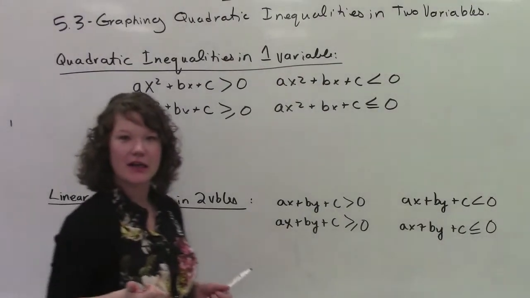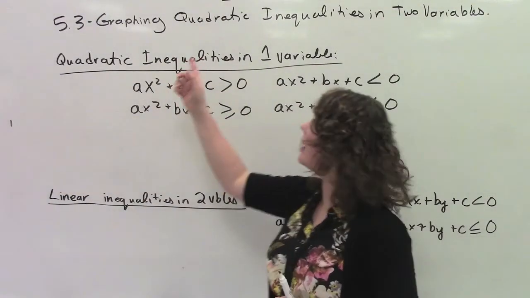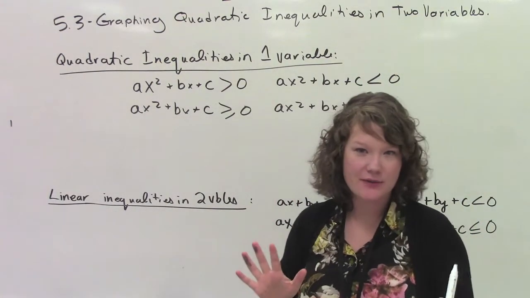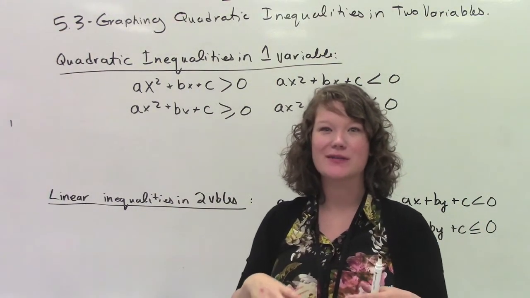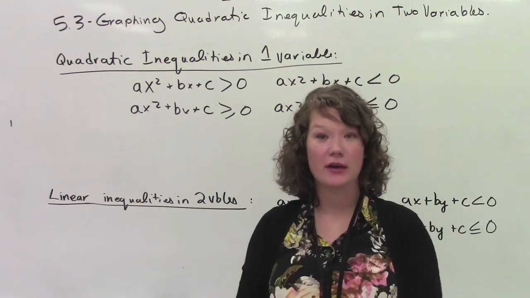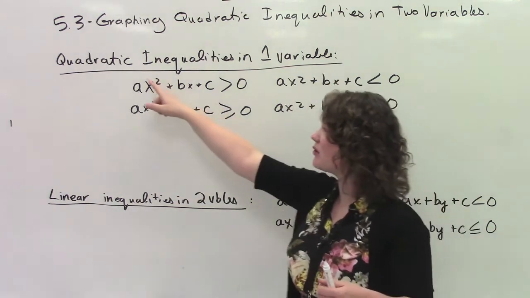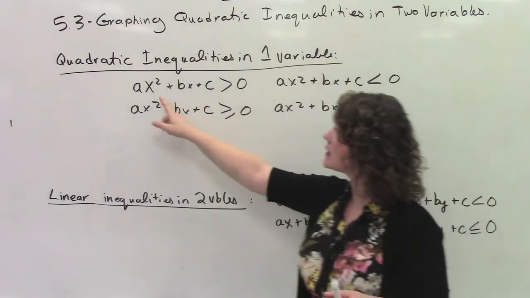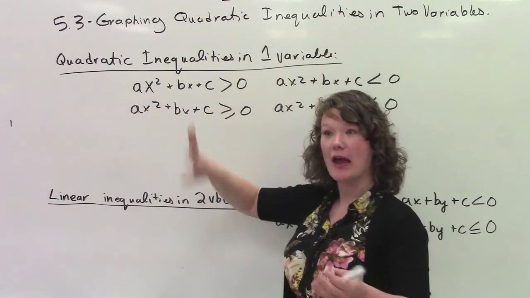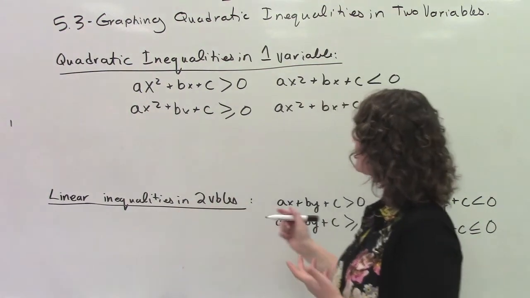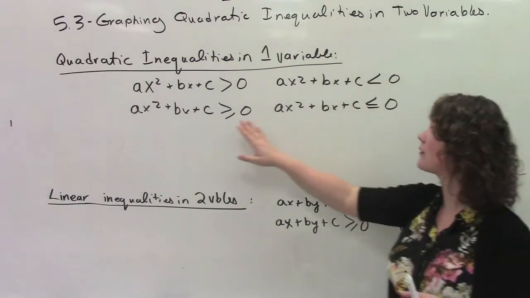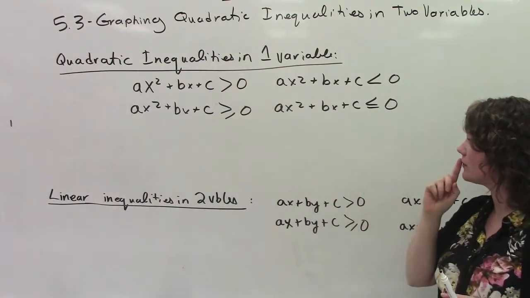Today we're going to be starting in on 5.3, graphing quadratic inequalities in two variables. I just want to pause for a second and remind ourselves what kind of inequalities we've been working with so far. We've been working with quadratic inequalities in one variable, so that means that we only have our x variable, not our x and y's. And our solutions look something like this. Okay, our quadratic inequalities in one variable.